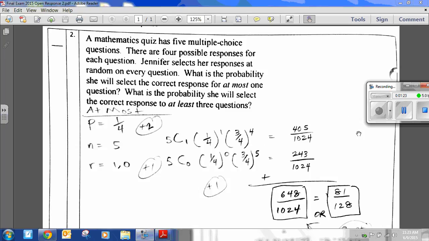Number 2, binomial probability. A mathematics quiz has 5 multiple choice questions. There are 4 possible responses for each question. Jennifer selects her responses at random on every question. Just that much information tells us that if you randomly guess on a question that has 4 possible answers, your probability of getting that right is 1 out of 4.